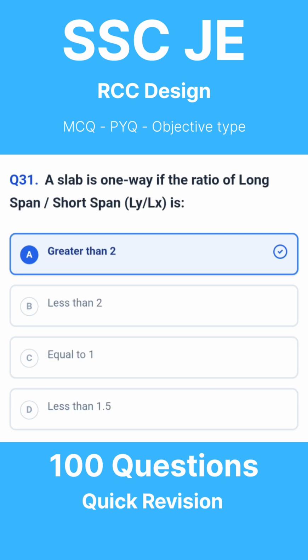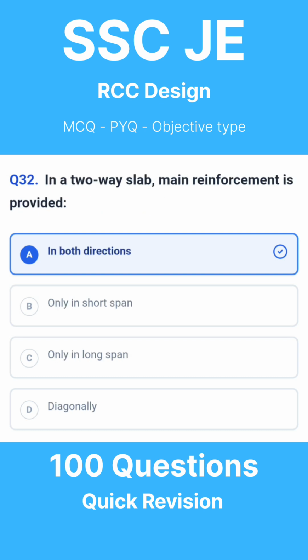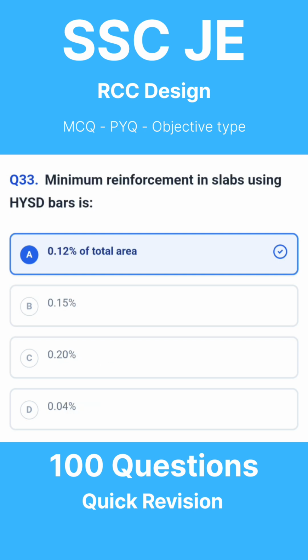Question 31. A slab is one way if the ratio of long span divided by short span, Ly divided by Lx, is. The correct answer is greater than 2. Question 32. In a two-way slab, main reinforcement is provided. The correct answer is in both directions. Question 33. Minimum reinforcement in slabs using HYSD bars is. The correct answer is 0.12% of total area.